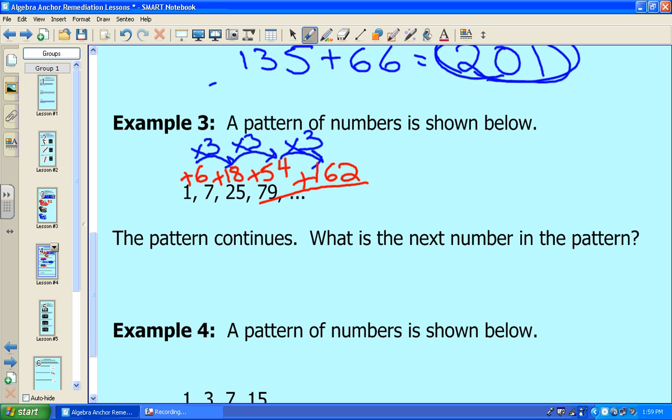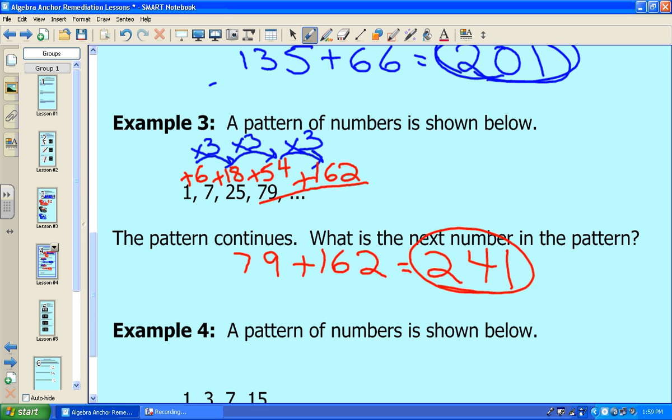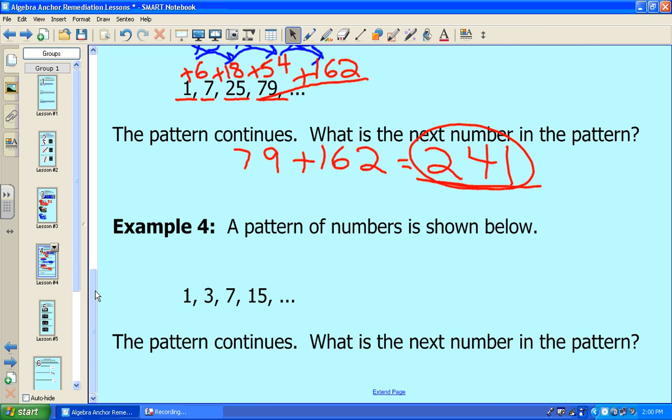So you add 79 plus 162, and that gives you 241. So your sequence of numbers in this pattern is 1, 7, 25, 79, and then 241. Always 2 steps to solve the pattern. At this point, pause the video, try example 4 yourself, and then come back and check.